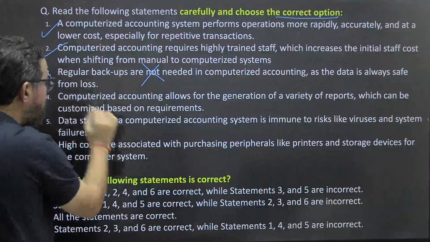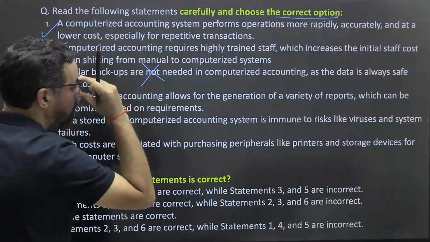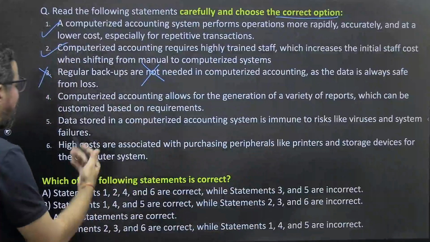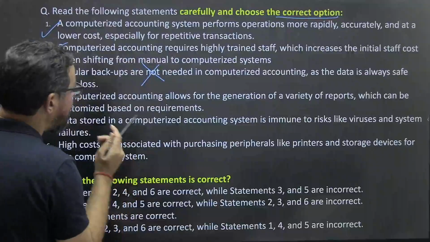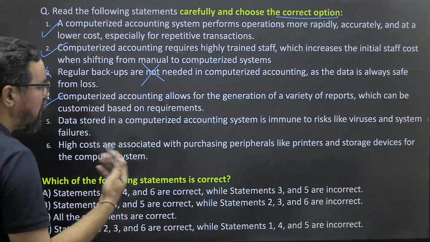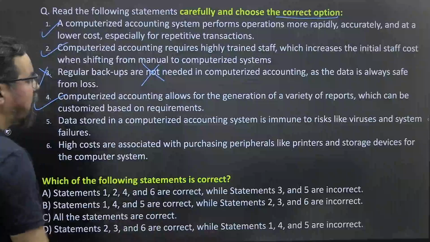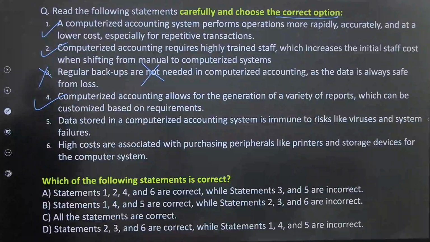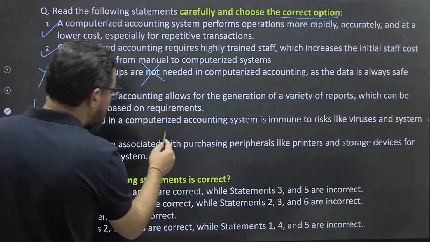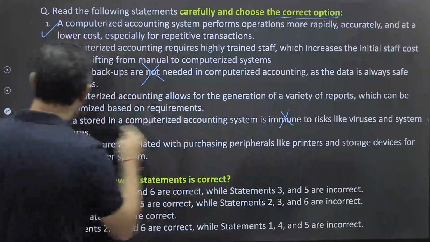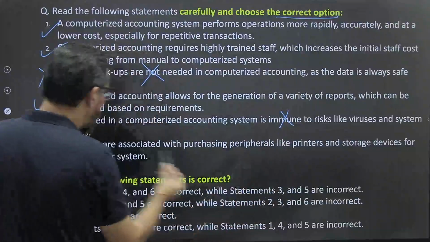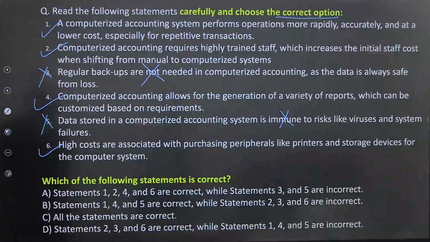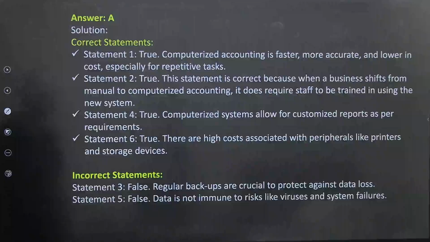So this is wrong. Computerized accounting allow for a generation of variety of reports which can be customized based on the requirements. Data record stored in the computerized accounting system is immune to risk like virus and system failures. So data stored in that is not immune actually. We need to protect that particular one. High costs are associated with purchasing peripheral like this computer system. 1, 2, 4, 6. Do we have 1, 2? First only. So option A only should be the right answer for this one, right?